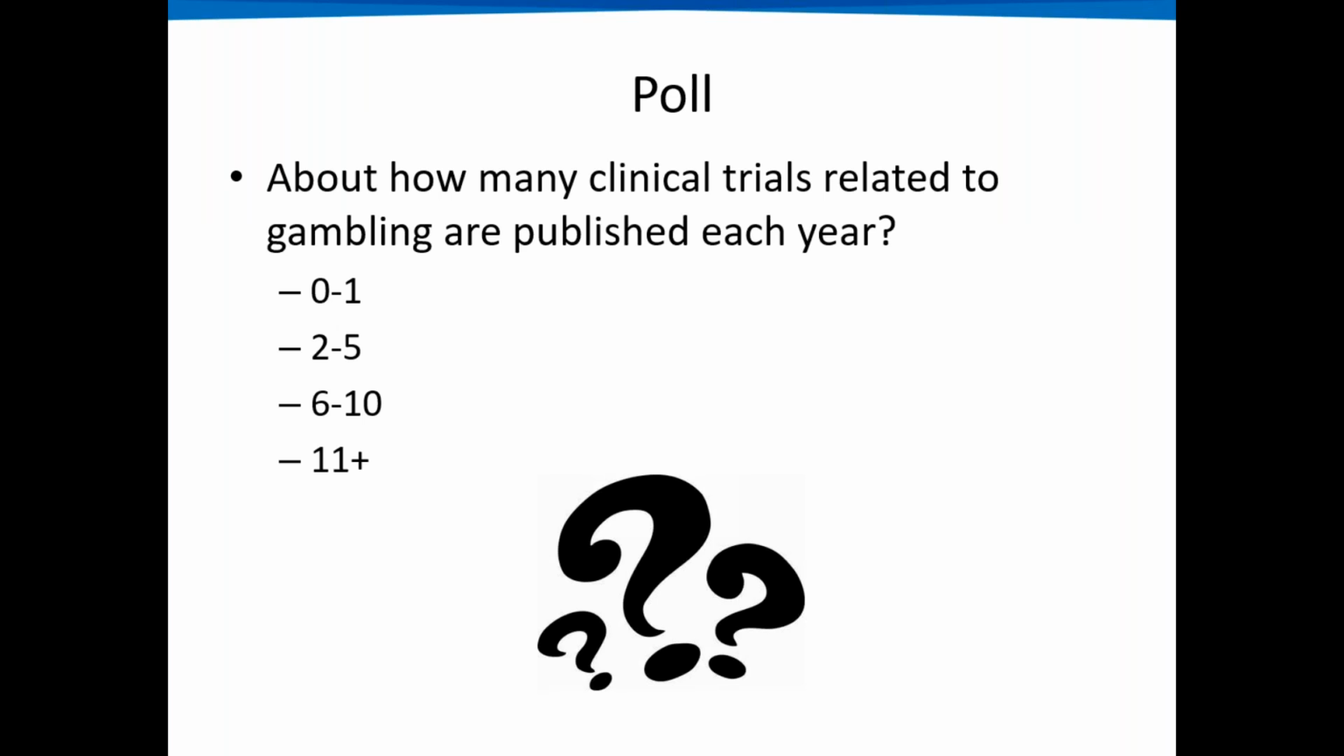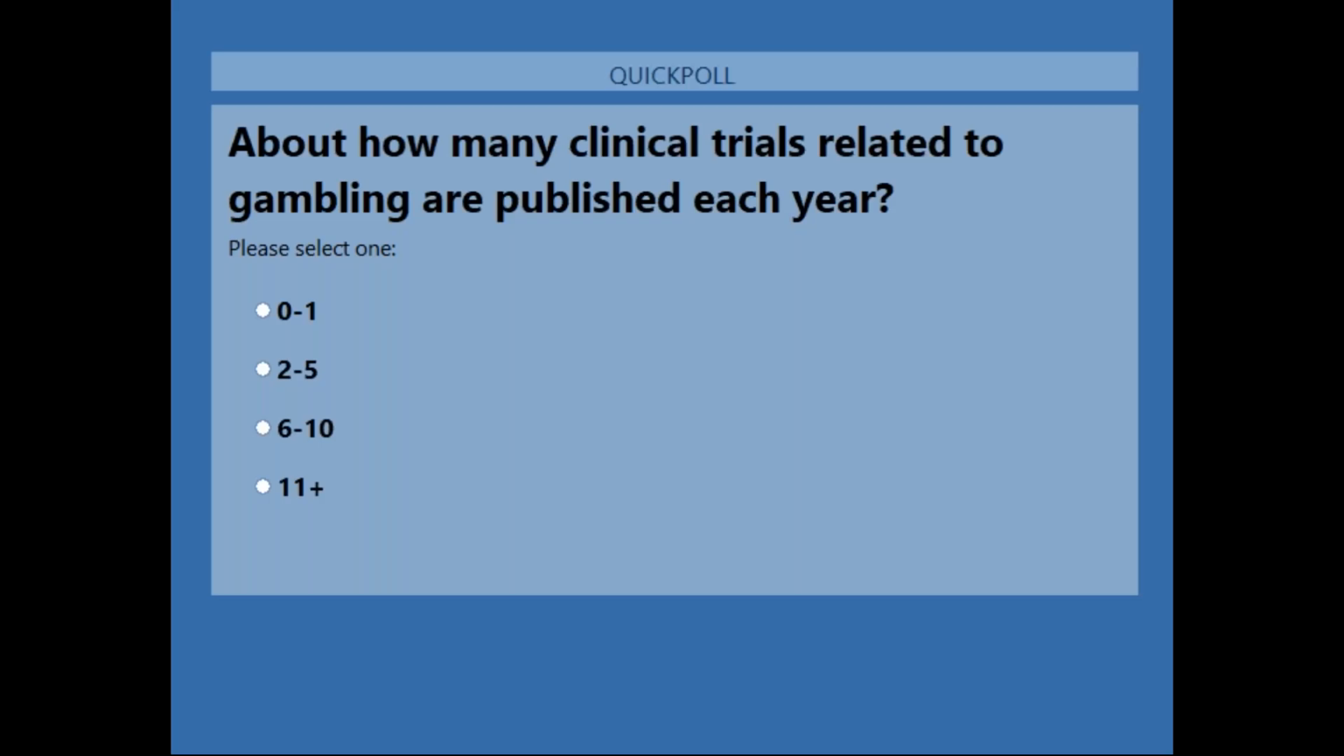Let's talk about the evidence base that we're working from for these guidelines. To do that, I'd like to start with a quick poll. For gambling, about how many clinical trials of treatment approaches do you think are published per year? In a sense, this question is asking how much breadth does the clinical scientific literature actually have?